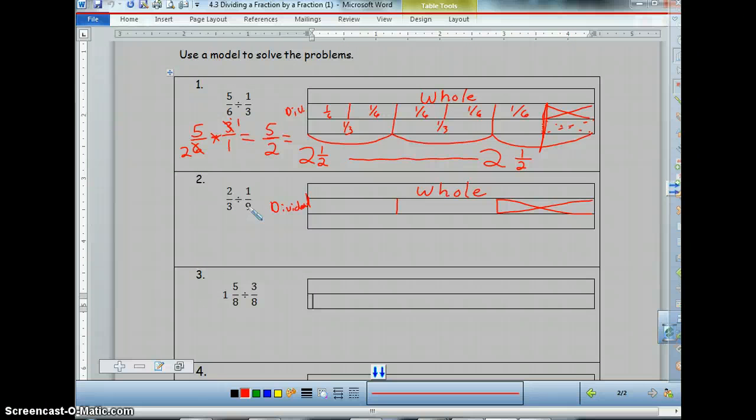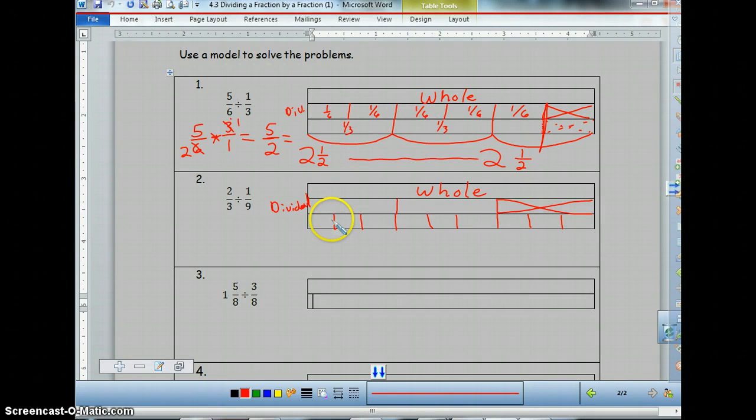Well, in order to solve that problem, we need to rename the whole as ninths. So I know that 1/3 divided into 3 parts is 3. There's 6. And there's 9. But we're not using all of it. Remember, we're only dividing 2/3. So this is saying 1/9. It's asking how many ninths are in 2/3.